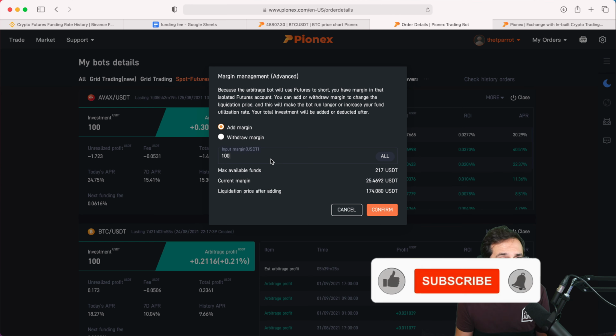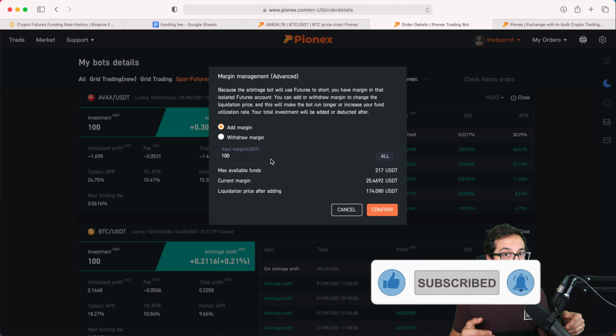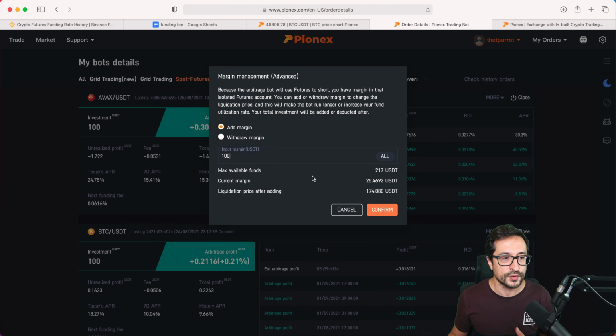Now, all of this is using the 2x leverage, which is the default. If you go for 3x, then of course you're going to have a shorter liquidation time frame, which is higher risk, of course. The higher the leverage, the more exposed you are. That's always the rule. And the same is if you reduce the leverage to just 1x, then your liquidation price is going to be way above and you're going to need less margin to protect yourself.